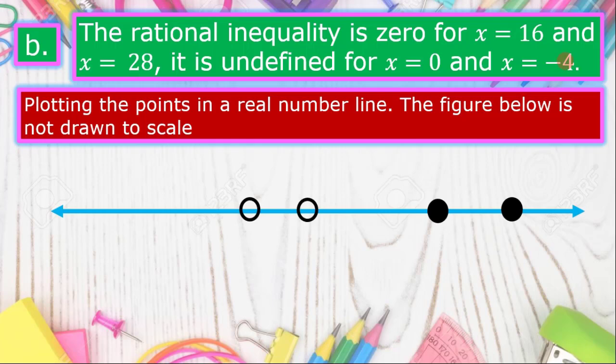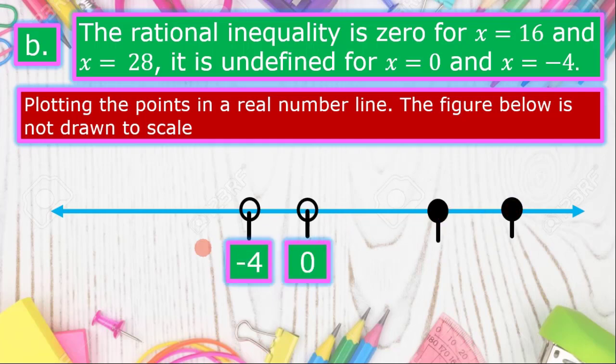So we need to plot these critical numbers arranged in descending order in a real number line. So we have here a real number line. Then let's say this is not drawn to scale. Let's just say this is 0 here. And of course, to the left of 0 is -4. Then to its right is 16. And 16 comes before 28.